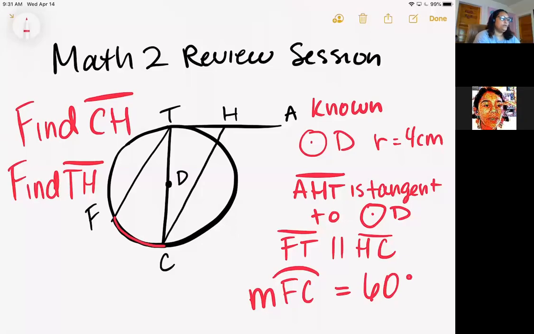Okay, so the first problem in our Math 2 review session, we have a circle D with radius 4 centimeters. We know that the segment AHT is tangent to circle D. We also know that FT is parallel to HC, and that the arc measure of FC is 60 degrees.